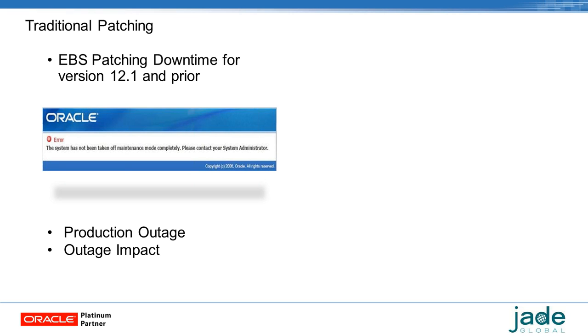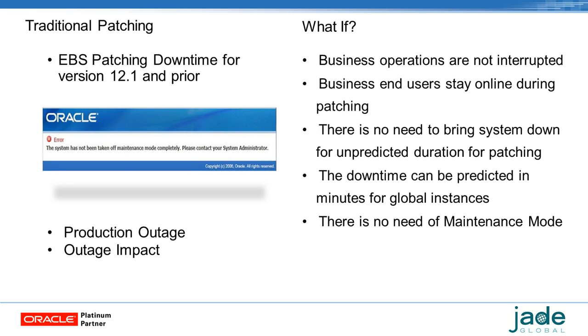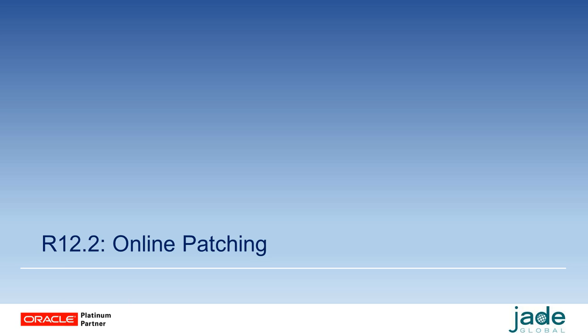So what if we had an option where we don't need to bring down the system, such that your business operations are not interrupted and the end users are online during patching? There is no need to bring down the system for an unpredictable duration of patching. The downtime can be predicted, from a couple of minutes to a couple of hours, depending upon how you plan your patching, and there is no need for maintenance mode. So to answer all these questions, with R12.2 the solution is online patching.